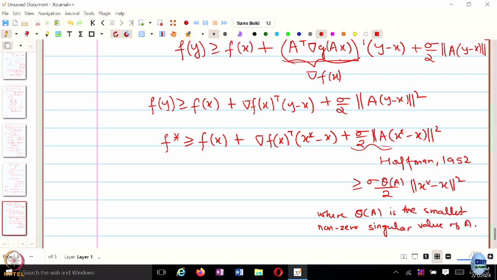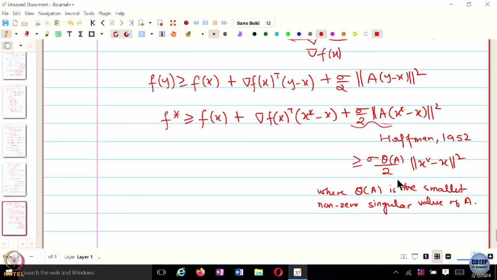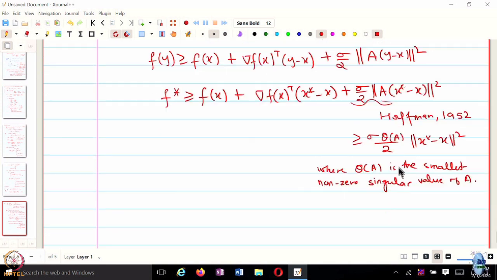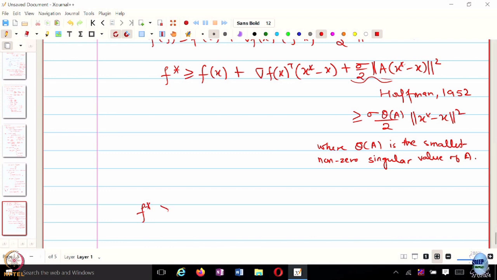So why do we see a singular value of A here? Because this is A (x star minus x), right? So you will get terms of the form A transpose A, and singular values are nothing but the square root of the eigenvalues of this A transpose A matrix. So basically, what you get is f star is greater than or equal to f of x plus gradient of f of x transpose (x star minus x).